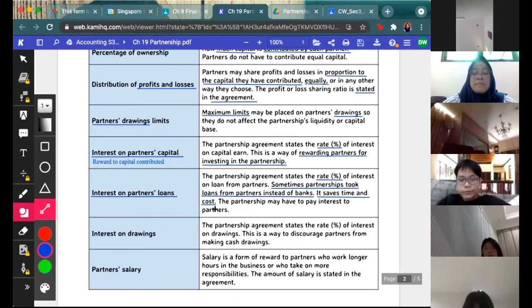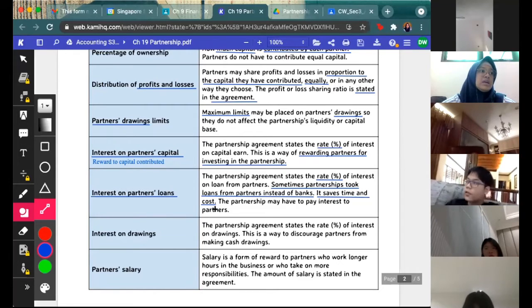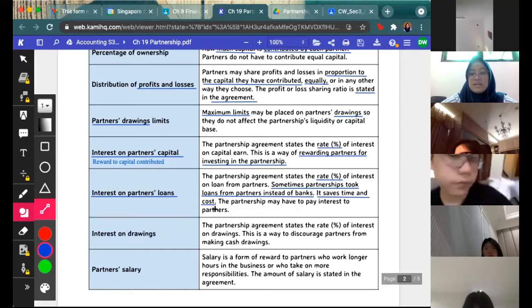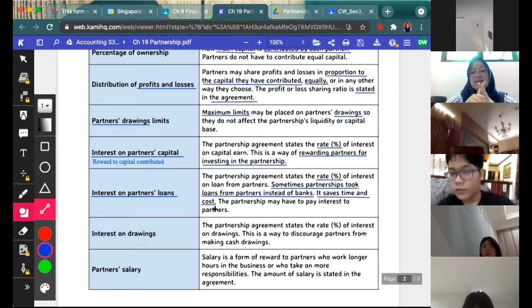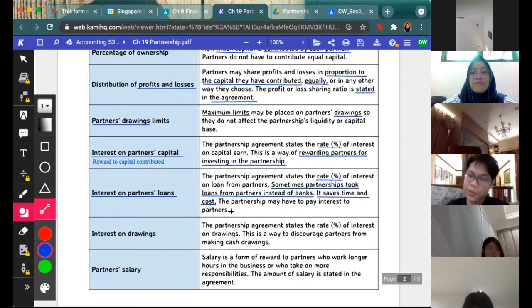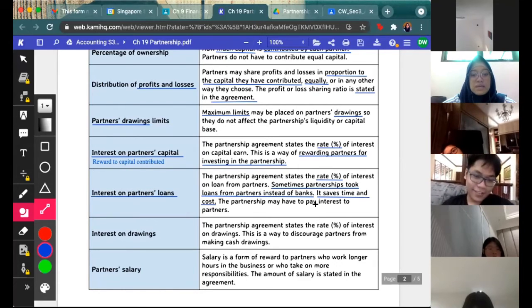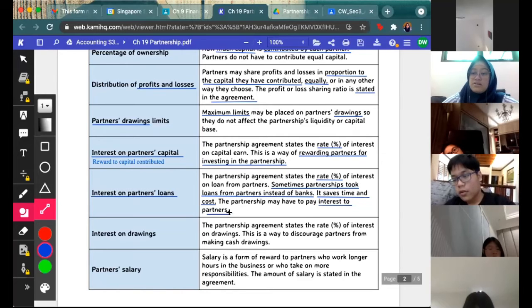having more money, and the partnership wants to take a loan from Daniela. Daniela says okay, just as simple as that. Daniela can give the money faster without any cost, because that company is also owned by Daniela, right? So first, it saves time. Second, it saves cost also. But for every loan, there will always be an interest. So the partnership needs to pay interest to Daniela if Daniela gives a loan to the partnership.